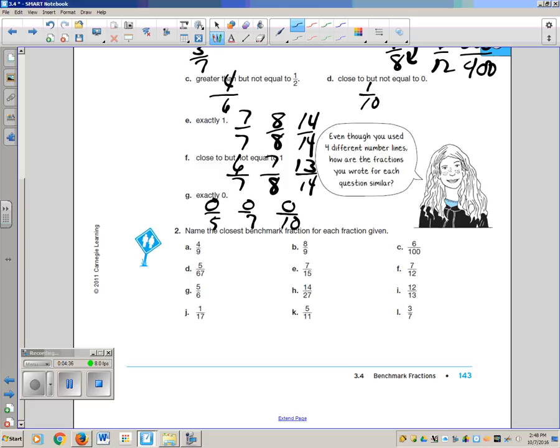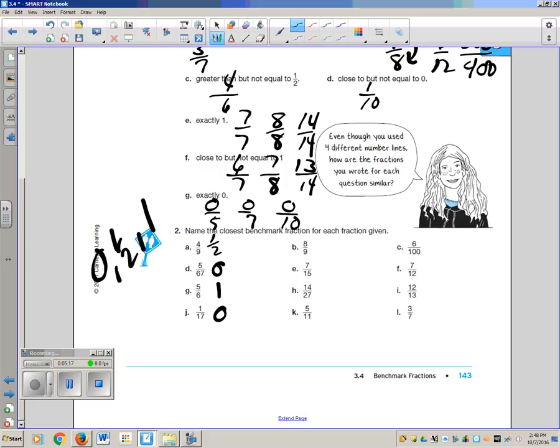Okay. Number 2, name the closest benchmark fraction for each fraction given. 4/9. Remember, your answers are only going to be 0, 1/2, or 1. 4/9. If I double 4, I get 8, which is really close to 9. So that one's close to a half. 1 out of 67, that's nowhere near a half. That one's 0. I'm going down. 5/6. 5's really close to the denominator of 6, so that fraction is closest to 1. 1 out of 17, 0.